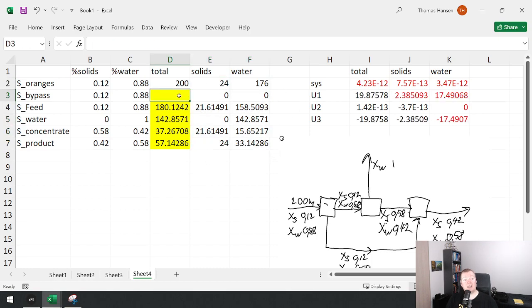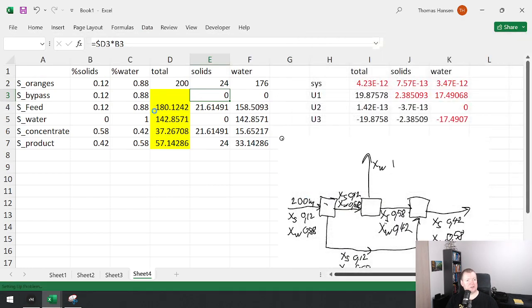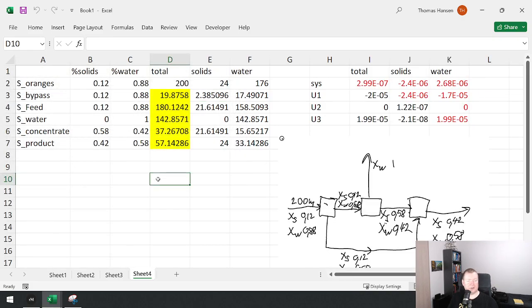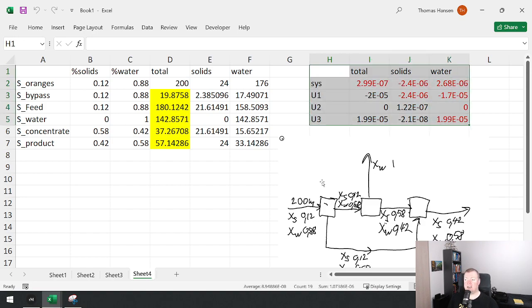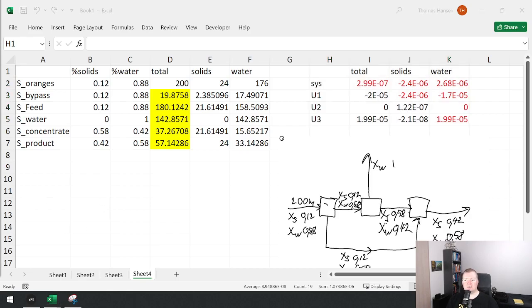And again, I don't care that I don't know what the mass of my bypass stream is. The mass of the solids in my bypass is still going to be the total mass in my bypass times 12%. At some point, I'm going to figure out what this value is, and when I do, this will automatically be calculated and be correct. So let's just solve it again so we have it. There we go. And finally, I have a section where I set up all of my equations and keep track of degrees of freedom. So I think that was it for today.